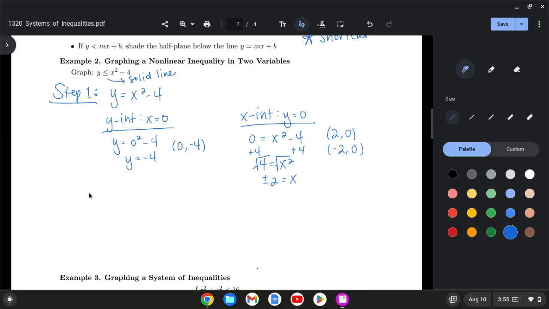All right, so let's go ahead and graph what we have so far. So we have positive 2, 0, negative 2, 0, and then 0, negative 4. And again, it is a solid line.